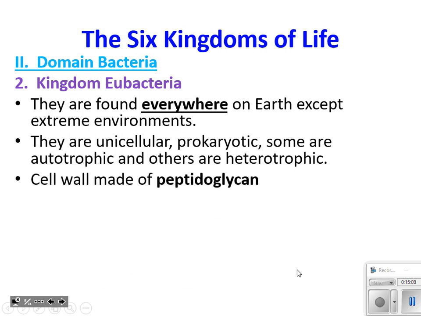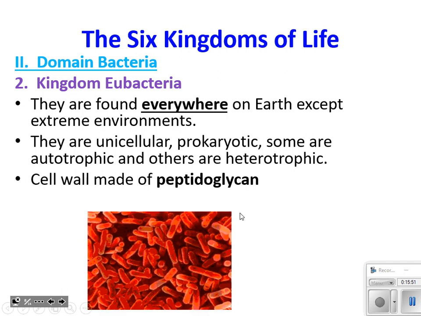Their cell wall is made of something that we call peptidoglycan. Peptidoglycan is the substance that makes up the cell wall of the bacteria. A little bit different than the cell wall of a plant. We'll talk about plant cell walls tomorrow when we talk about the kingdom Plantae, but peptidoglycan is the substance that the cell wall of the bacteria is made of.